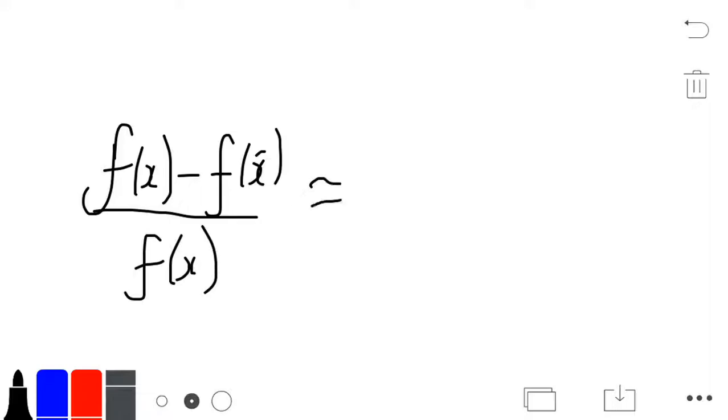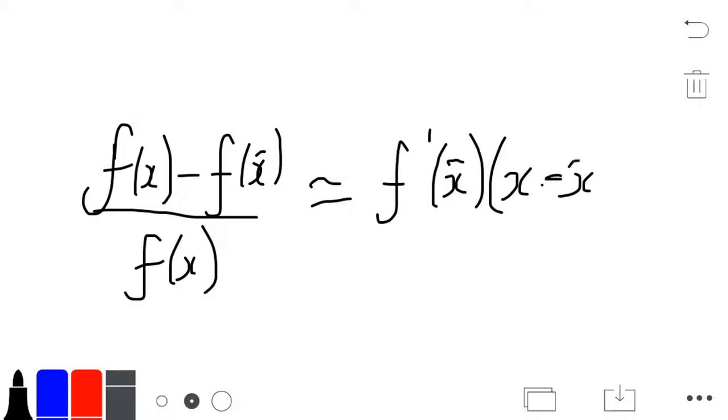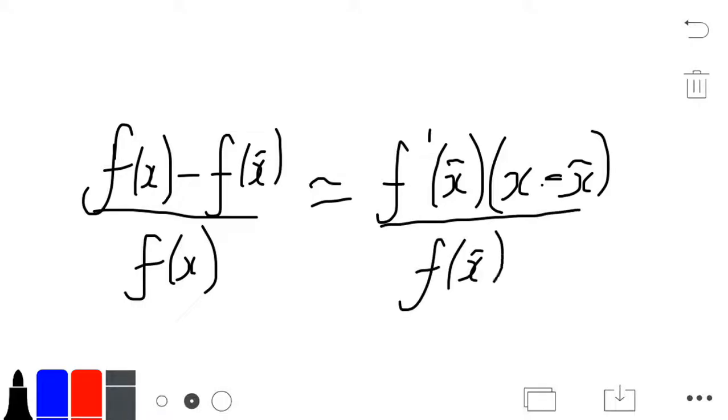This, of course, can be approximated as f prime x tilde. You can do this through the first order Taylor series expansion. We also know that there is an error in x, so the relative error of x is the difference divided by our estimation. Now if we take the ratio of these two numbers, we call this the condition number.